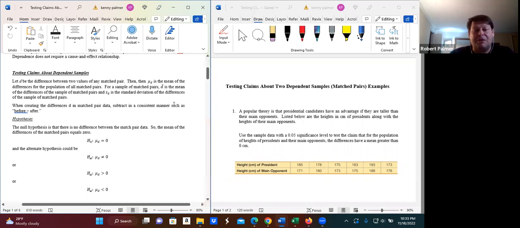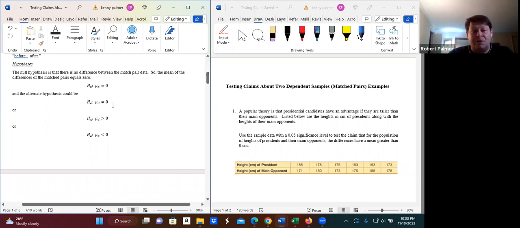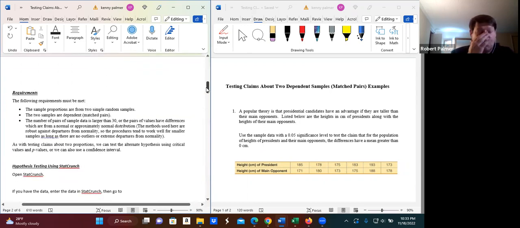The alternate hypothesis will be one of the three usual options: either that the difference is not equal to zero, that there is some difference, although not specifying a direction; or that the differences are greater than zero, indicating that one sample is greater than the other, like maybe before is greater than after, or the other way around; or that they're less than zero, for example, the mean of the before data is less than the mean of the after data. But similar setup.